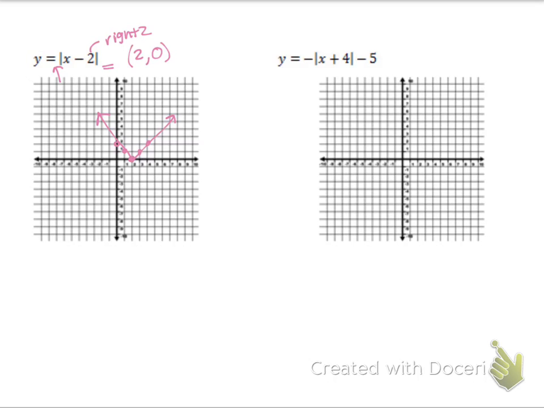Okay, this one, we got a couple things happening. It's going to open down or reflect over x, so it's going to be a sad face. It is going to move left 4, and it is also going to move down 5. So where my V is going to start, we flip this one, so negative 4 and negative 5. So left 4, 1, 2, 3, 4, down 1, 2, 3, 4, 5. I know that my V should be facing down. There's no numbers to change my 1, 1, 1s. I just need to make sure that it opens downwards when I do my 1, 1, 1s.